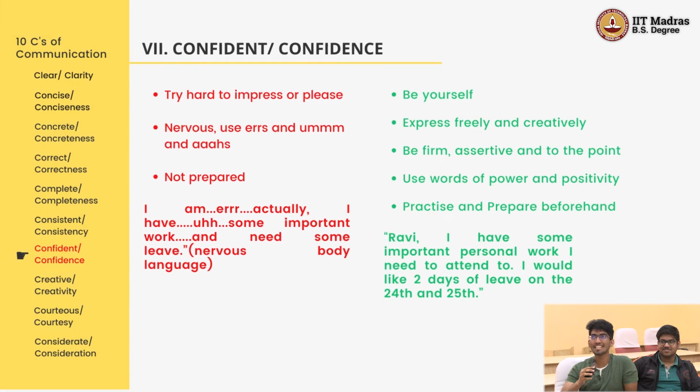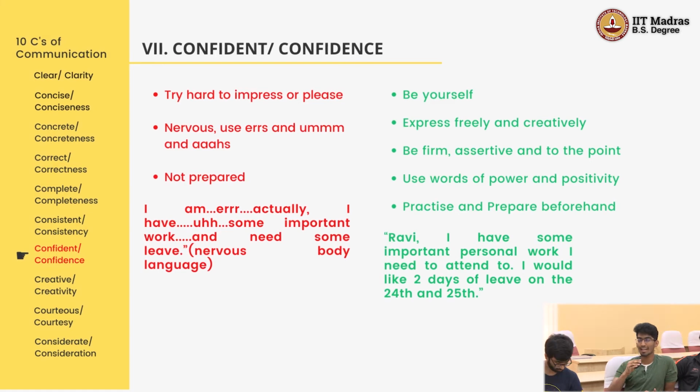The next C of communication is confidence. At any given point of time, especially in a position of leadership, being confident helps all your teammates and your peers go through particularly difficult times or even any uncertain situations. Confidence is the ability to express yourself freely and creatively. Be firm, assertive and to the point, using words of power and words that mean a lot. That would help all the team members be prepared and practice beforehand.